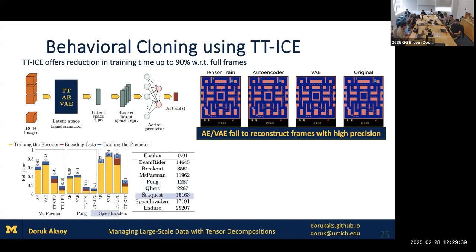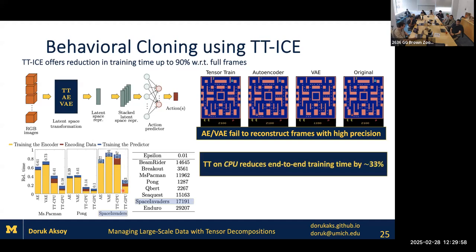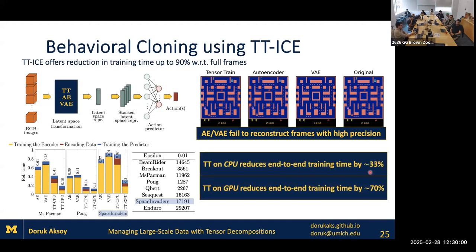And where we are, yeah, if you go to Space Invaders, a more complicated game inherently, we see that the timings on CPU are getting almost tied with autoencoders, but as soon as you move everything to GPU, to a level playing field, the tensor train decomposition based method is just blowing everything out of the water. Including all the datasets and all the games we have used in that paper, we are seeing roughly a 30% reduction in end-to-end training time on CPU. And if you move everything onto GPU, we're talking about time reductions around 70%.